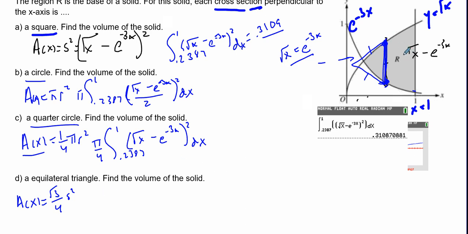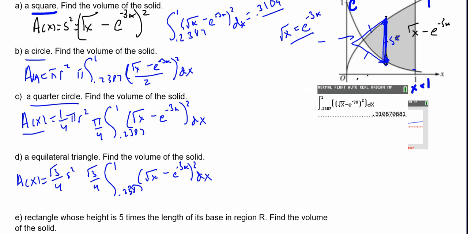Well, once again, what is this length? This length is the side. And so that's going to equal what we had in the previous problem. So we're going to have square root of 3 over 4, because that's the constant of our equilateral triangle. We're going to go from negative 0.2387 to 1. But now we're going to have our side squared. It's going to be the square root of x minus e to the negative 3x, squared, dx. You can see that is once again our value.